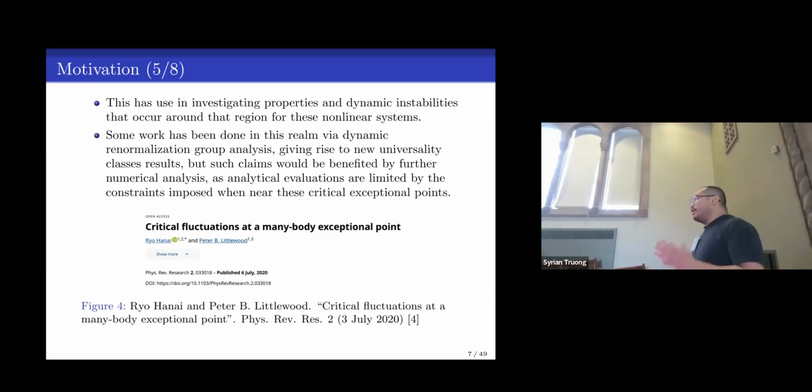So the reason why we want to look at that trajectory is because we want to see what the properties and dynamic instabilities are that are happening around that region for these nonlinear systems. There has been a little bit of work done utilizing dynamic renormalization group. Using the analytics, they came up with some new universality classes. But given the constraints imposed near these critical exceptional points, it would be helpful to get some numerics to support some of these claims. If you do want to look at some of these claims, the paper's right there by Ryo and Peter, Critical fluctuations at a many-body exceptional point.